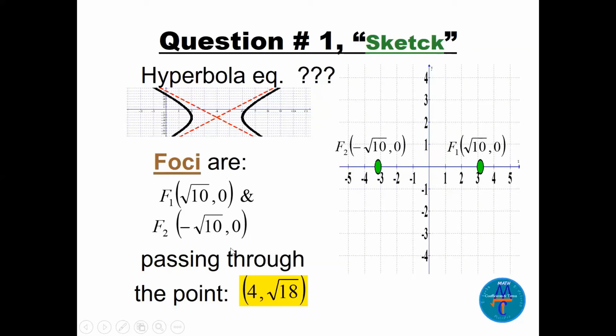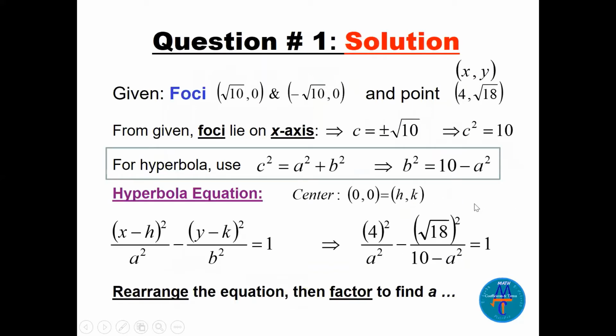So the foci are there, passing through the point (4, 1). So the hyperbola will be this way, this way. Now we can write the equation. See, here is the equation: (x minus h) squared over a squared, minus (y minus k) squared over b squared, equals 1. So the aim, the idea behind sketching, is to know which type of hyperbola. Is this slide number 1 or slide number 2?